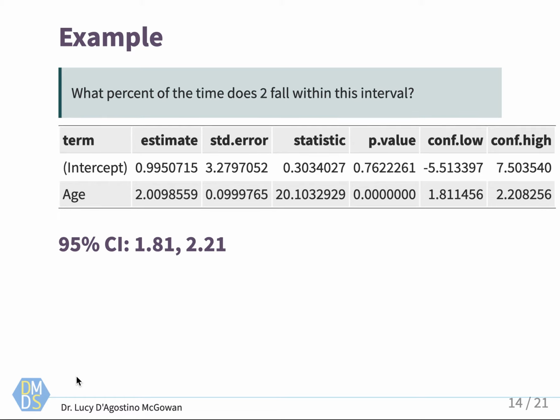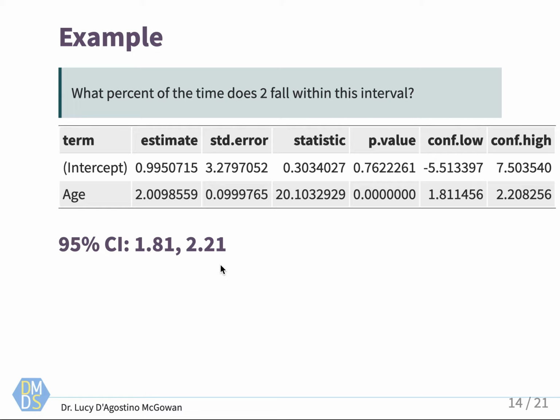In other words, what percent of the time does 2 fall within this interval? Well, 2 is our true parameter. 2 is a fixed number. 2 is always going to fall between 1.81 and 2.21. So it falls within this interval 100% of the time. That's kind of a meaningless estimate.